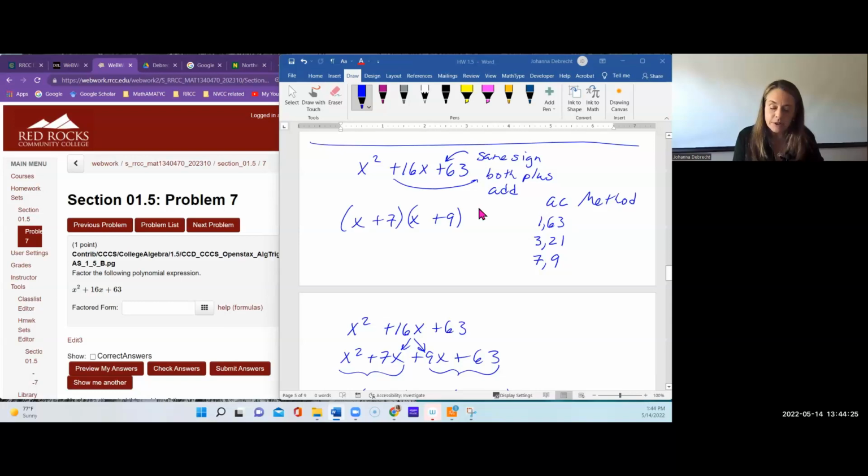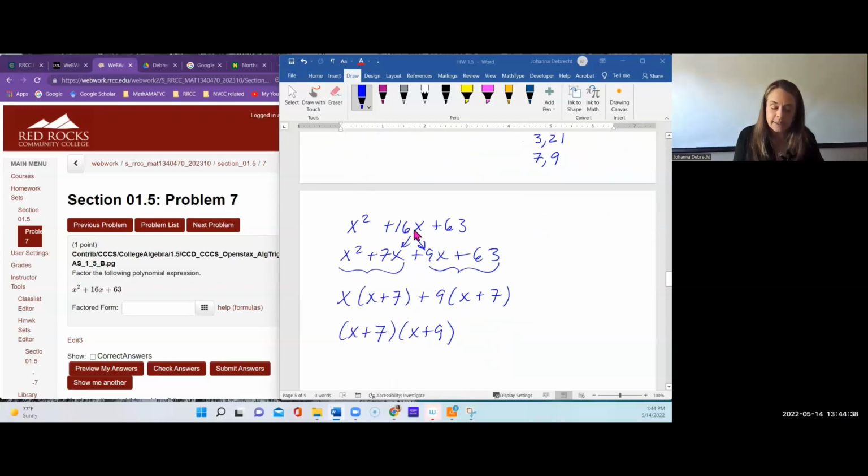With the AC method, you get 63 times 1, or 63, 1 and 63, 3 and 21, and 7 and 9. But only 7 and 9 add to give you 16. Then you replace the 16 with 7x and 9x, group them in pairs, factor out the greatest common factor, and then pull out the binomial common factor from the second line.